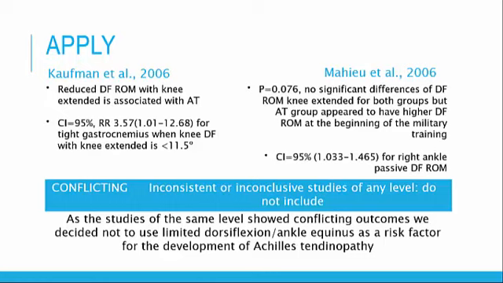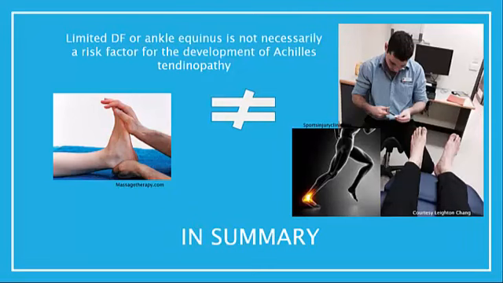of the military training. As we found 2 high-level studies that have opposing results, we graded our research evidence as conflicting and will not apply them to our study. We found that there is not enough evidence to support a limited dorsiflexion or ankle equinus as being a risk factor for the development of Achilles tendinopathy.